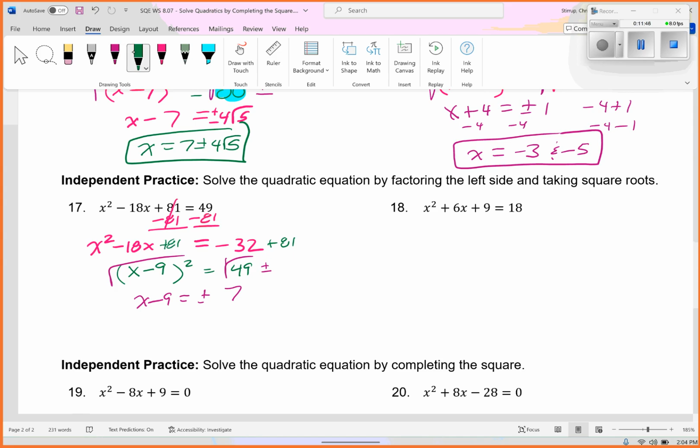Last step. Add 9. All right, so I'm going to get 9 plus 7 and 9 minus 7. So 9 plus 7 is 16. And 9 minus 7 is 2. There's my two answers. Again, this one worked out really well because when we took the square root of both sides, we had a perfect square. So it worked out nicely.